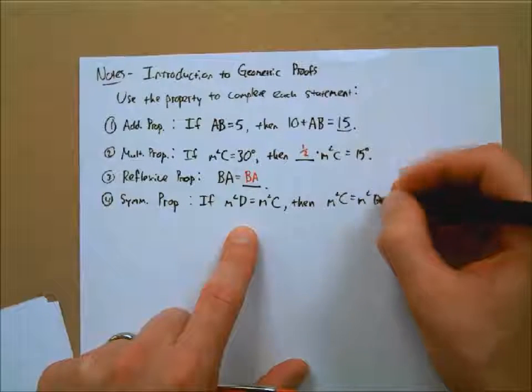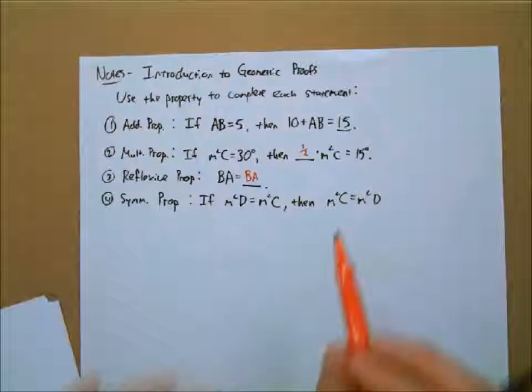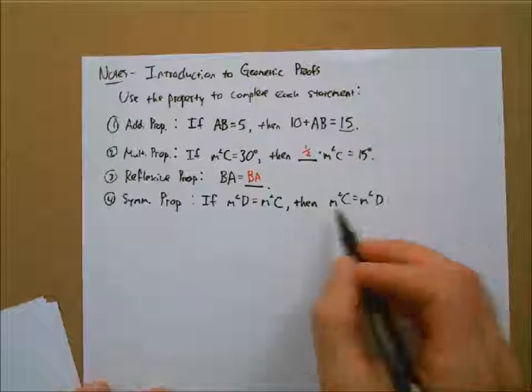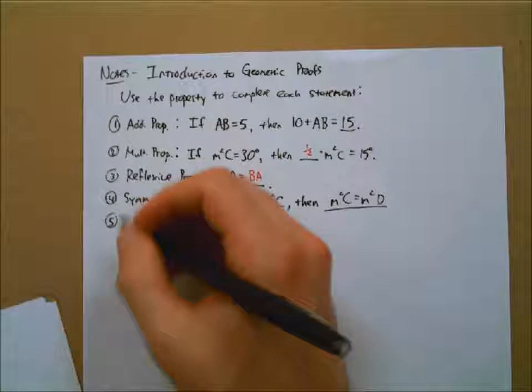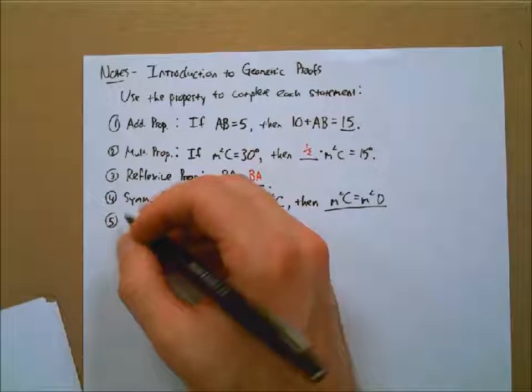Not very exciting, right? It's kind of like duh again, but yeah, that would be it. I'm not really doing a very good job sticking to my different colors there, but there you go. You just flip the order around with the symmetric property. So that would be the result of applying the symmetric property there. All right, we'll do two more here, and then we'll actually jump into a proof.